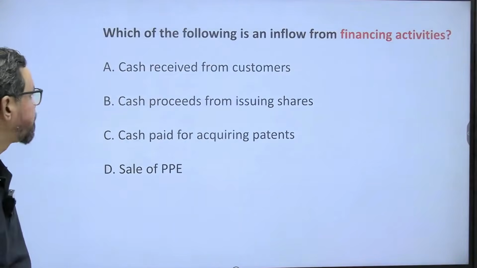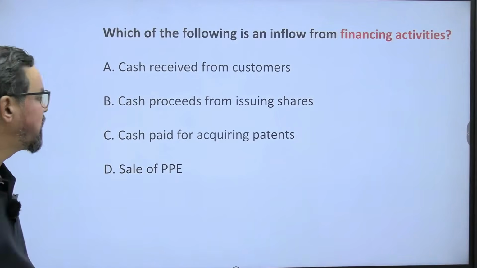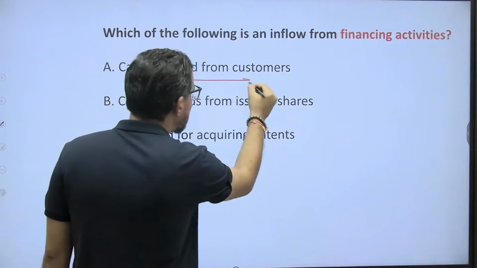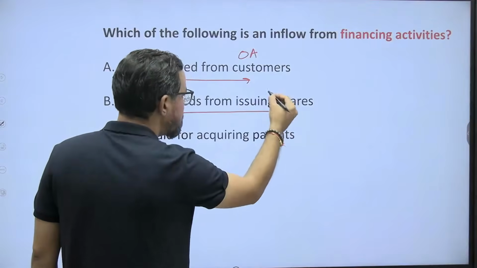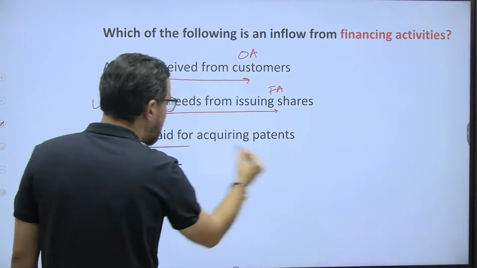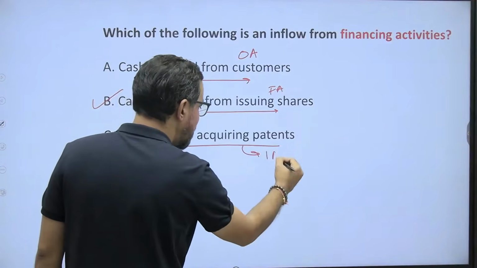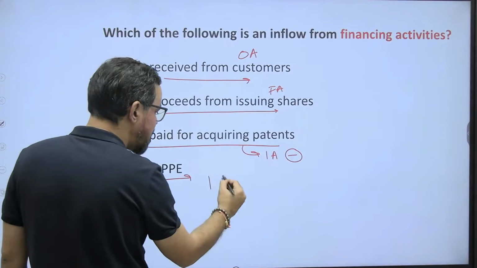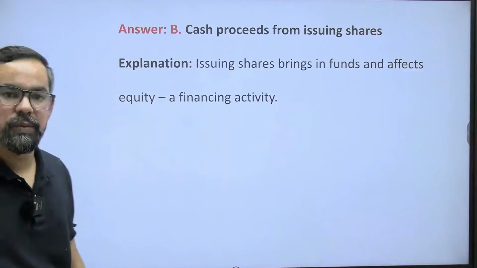Right? Next one. Which of the following is an inflow from financing activity? Cash received from customers, operating activity. Cash proceeds from issuing shares, financing activity. Answer is B. Cash paid for acquiring patents, investing activity, outflow. Sale of property, plant, equipment, investing activity, inflow. So B will be the right answer for this particular question.